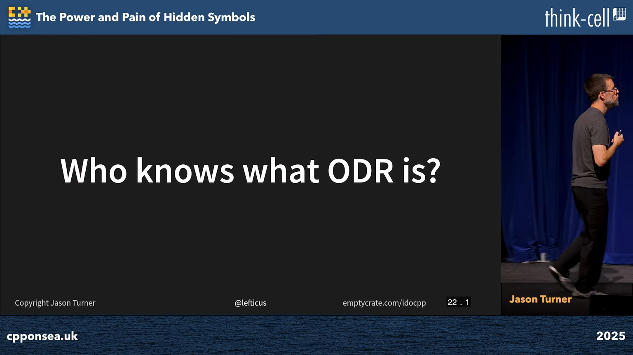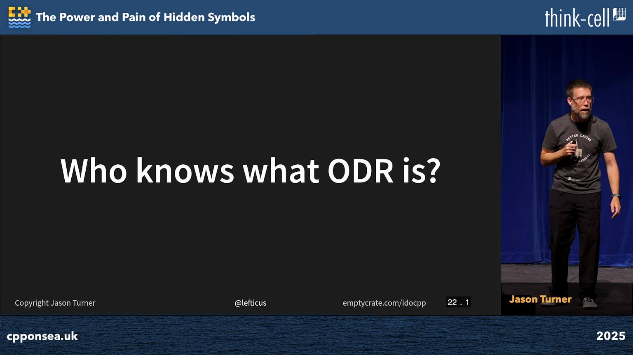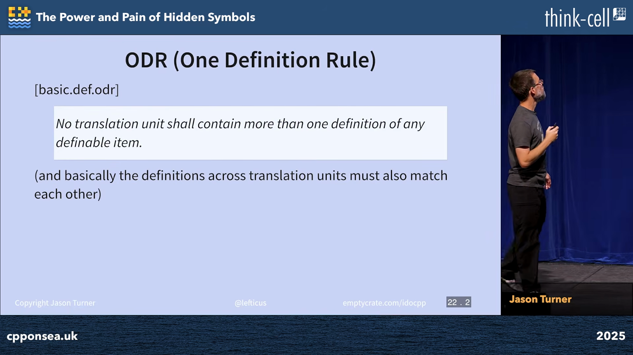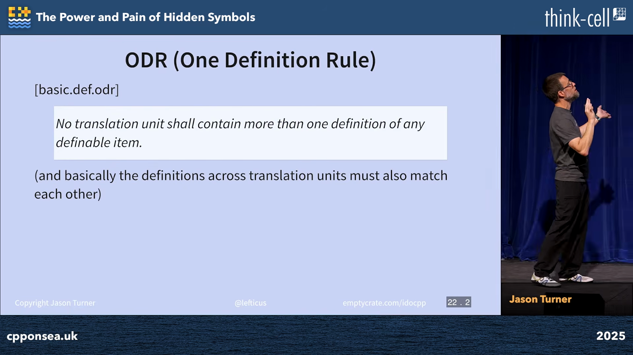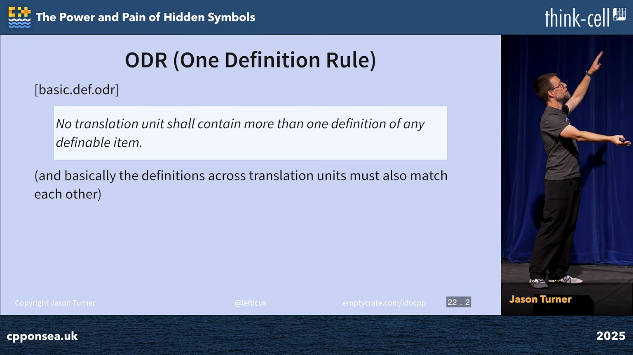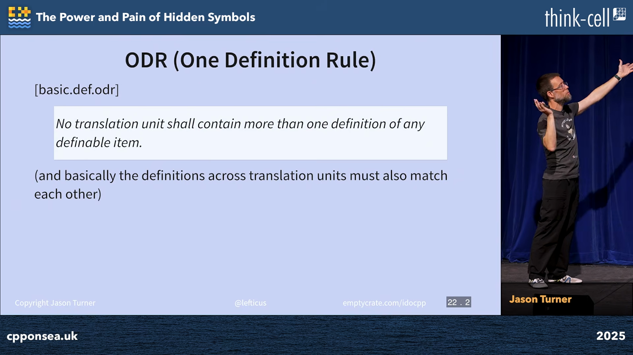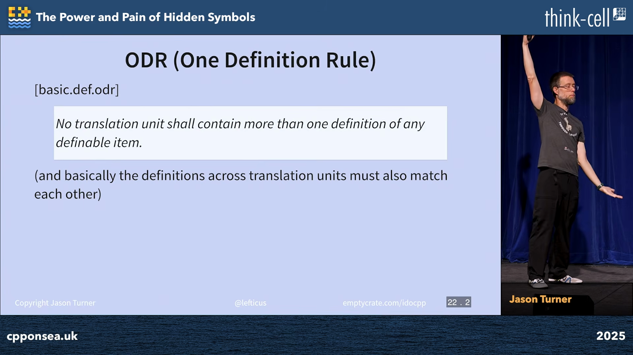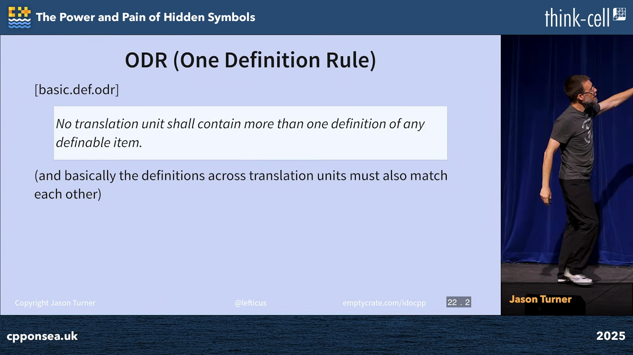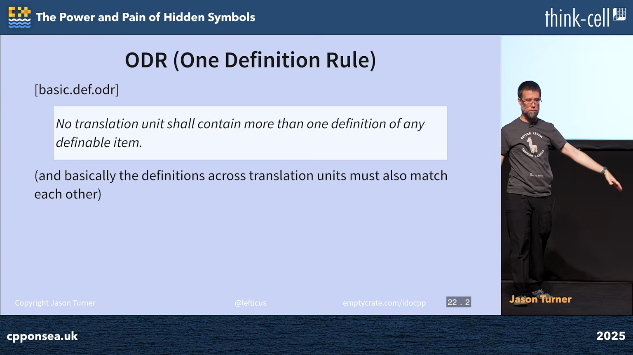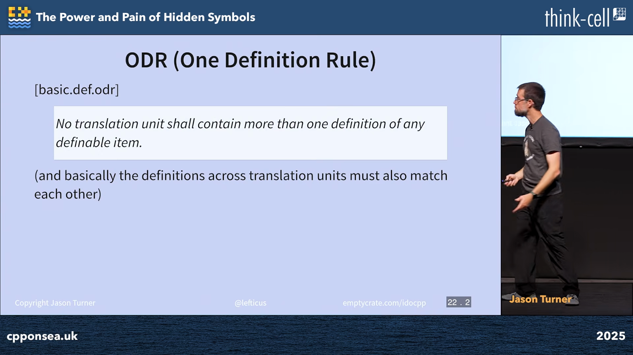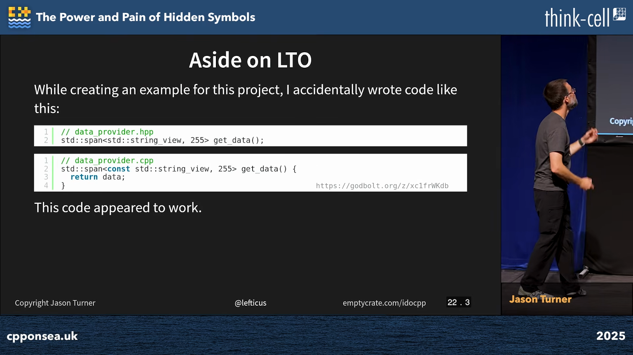Okay. Who knows what ODR is? I did say there'd be more on that. For those of you who don't know, basically the standard says no translation unit shall contain more than one definition of any definable item. But that's oversimplified because it's like this much wording. Basically, you're not allowed to have multiple definitions of the same thing. That's the simple answer.